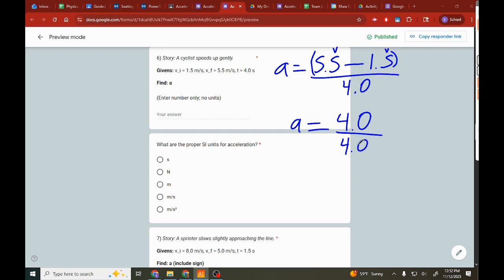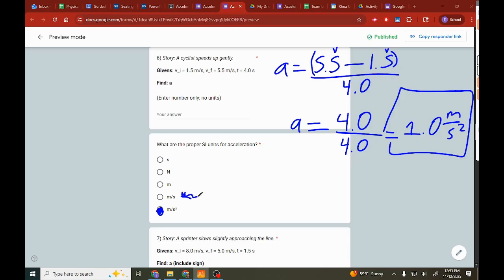And if that's being divided by 4.0 already, well, that'll turn into 1.0 to have that second sig fig that we need. Meters per second squared. And mark our meters per second squared. See, it switched from the previous problem. It was the fourth option, but this time it's the fifth option, so watch out for that.